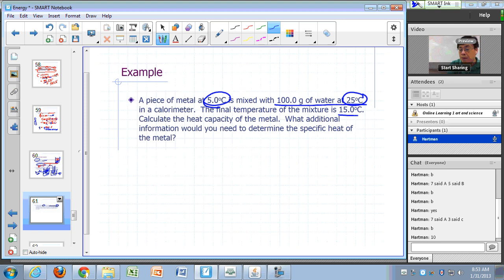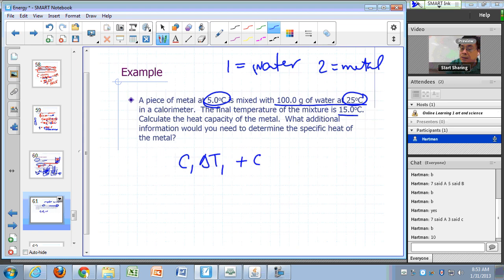So you'd say what? C of the metal. Let's call water our sample 1. Doesn't really matter. Sample 1 is water. Let's call sample 2 our metal. So you say C1 delta T1 plus C2 delta T2 equals 0. Okay, so what am I looking for here? Heat capacity of the metal. So I'm looking for C2.